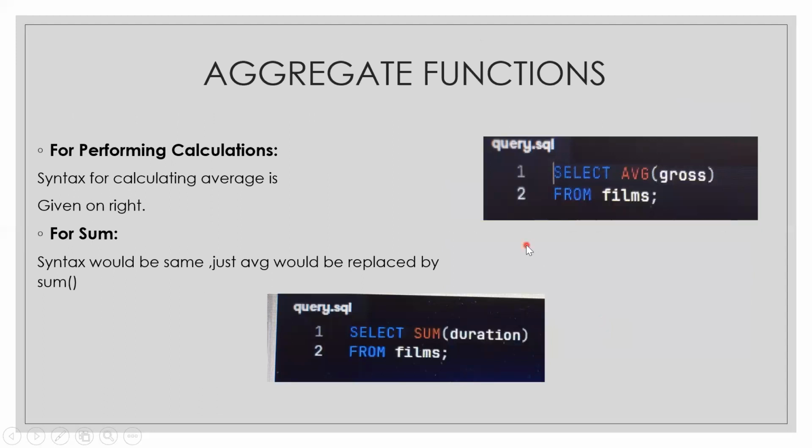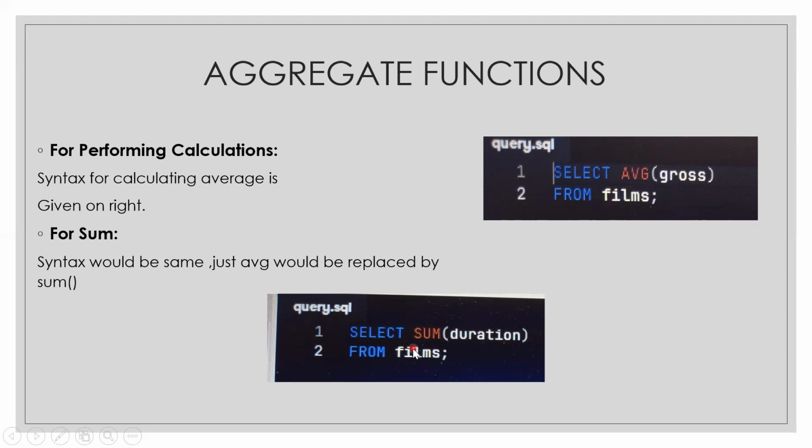So we can also aggregate our data performing different functions, such as we can calculate the average of our data by using a simple select statement, then using the average function and the column name in the parentheses, and again the from statement which will specify the location of the selection. We can also sum our columns using the sum function. Again, we will replace the average function with the sum function.